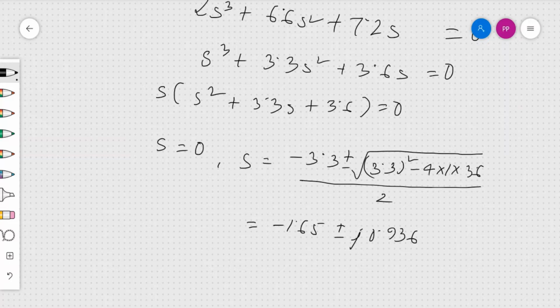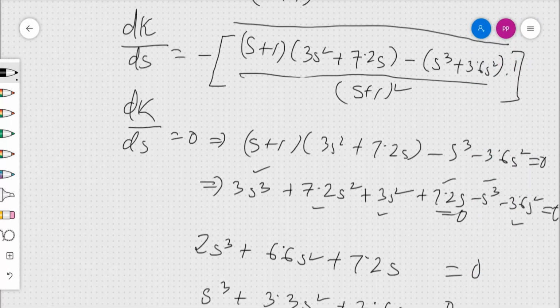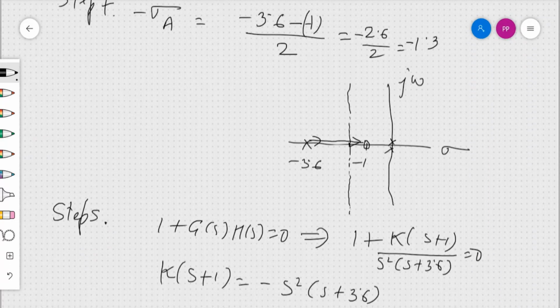So we understand that there are 3 breakaway points, 2 are complex and 1 is s equal to 0. If you go back to see the root locus, you will see that according to s equal to 0, we should break away from this point like this, but we don't know the angle, in which direction it is breaking away. So we need to find out the angle of departure as well as the crossing of the imaginary axis.